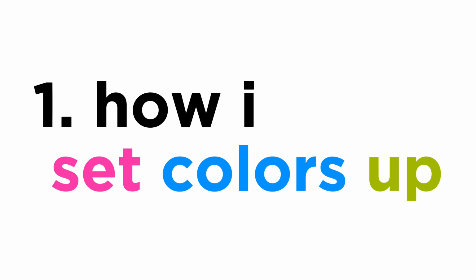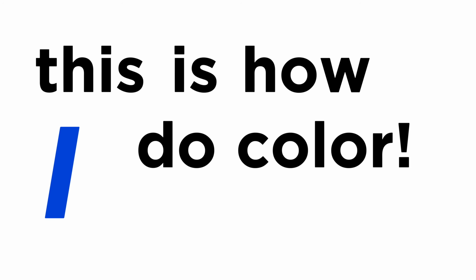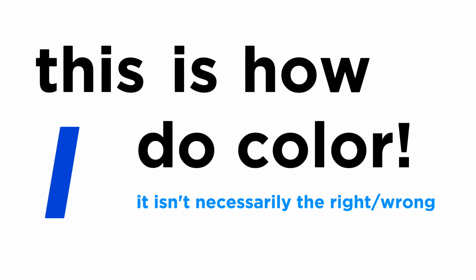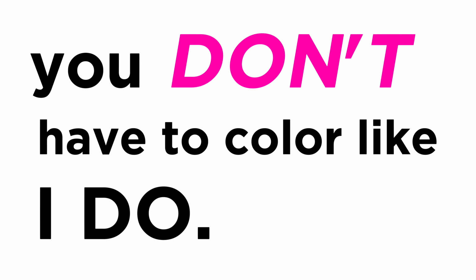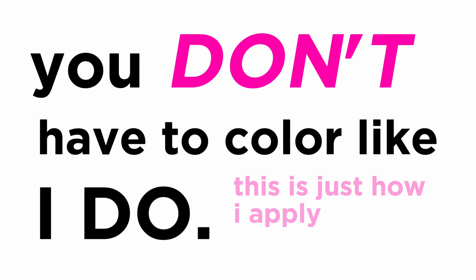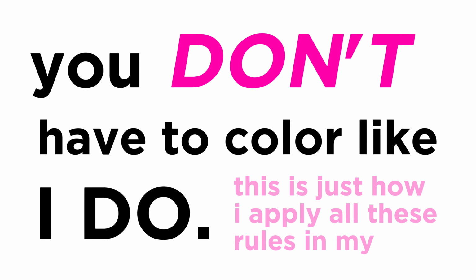Now that we've gotten the basics down, let me show you how I apply them in my work. I'll show you two methods of how I do color, how I set colors up, and how I color correct. Keep in mind that this is how I do color. It isn't necessarily the right or wrong way to do it, just how I like to work. You don't have to color like I do. This is just an example of how I apply all this knowledge into my art.